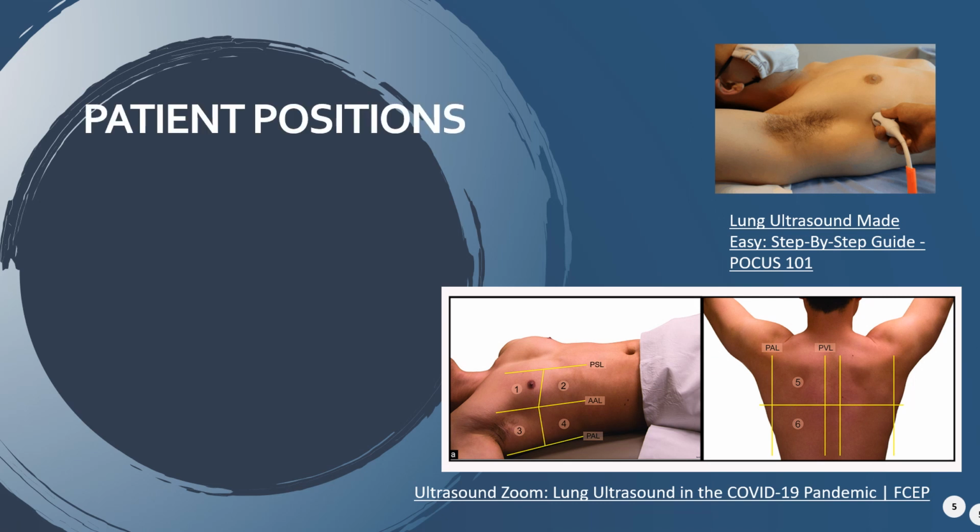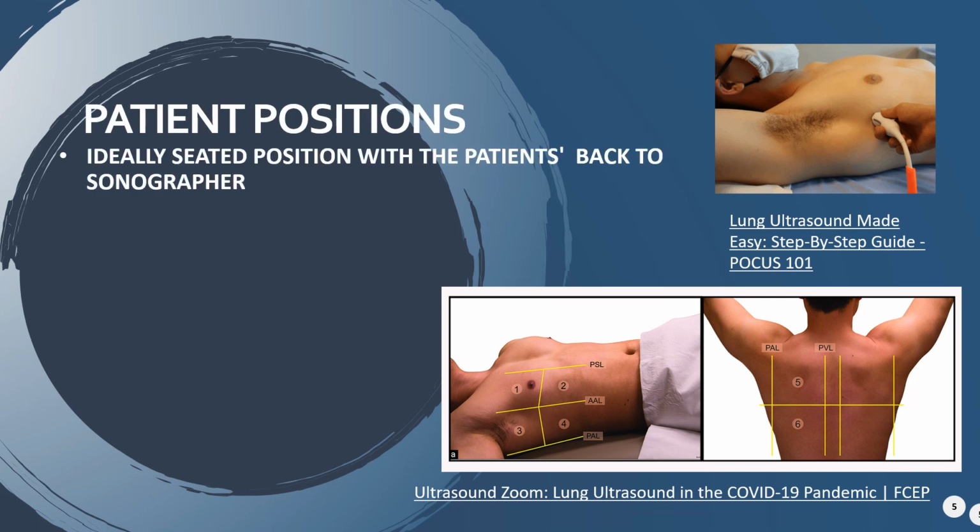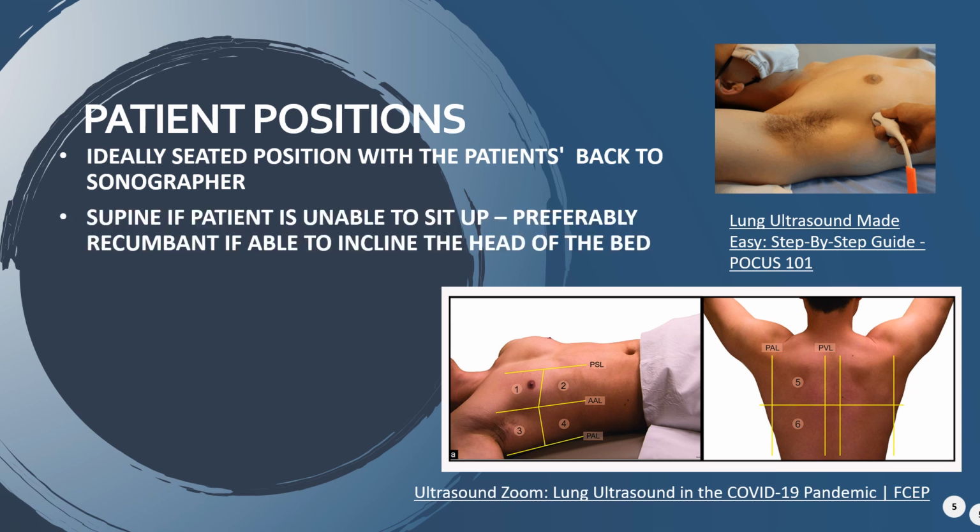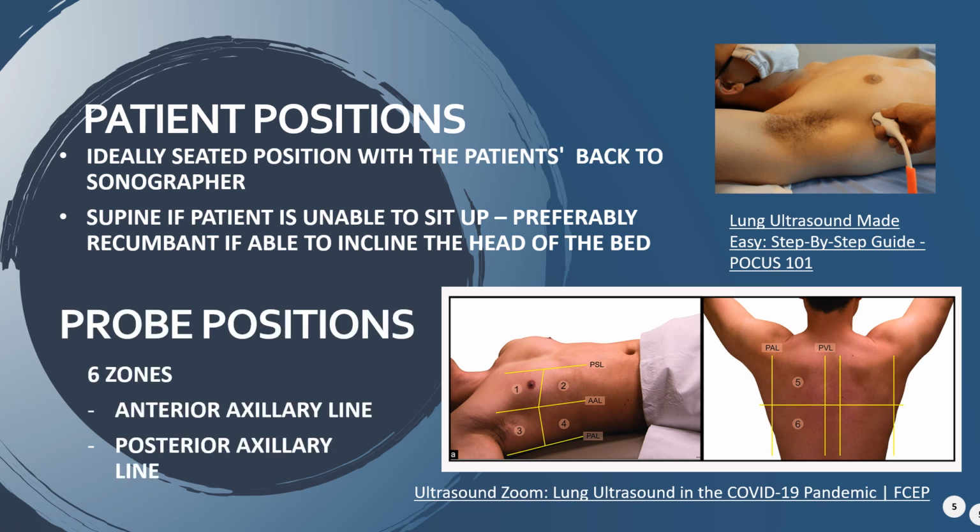Patient positioning for the scan. Ideally, the patient is seated on a bed with their back towards you. A supine patient who's not well enough to sit up can still be scanned. If you can get them into a slightly recumbent lateral decubitus position, or at least just lift the arm up, that's helpful. So the probe positions, the chest is divided into 6 zones. An anterior, a lateral, and a posterior zone with upper and lower zones, labeled 1 through 6 there on those pictures.